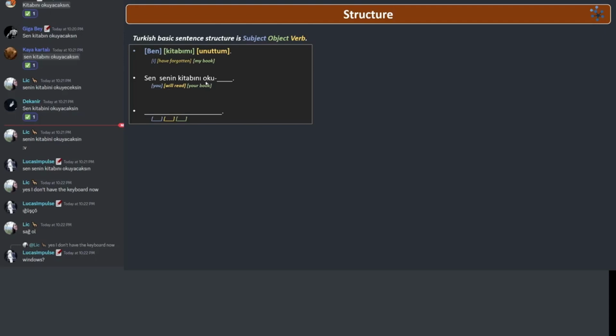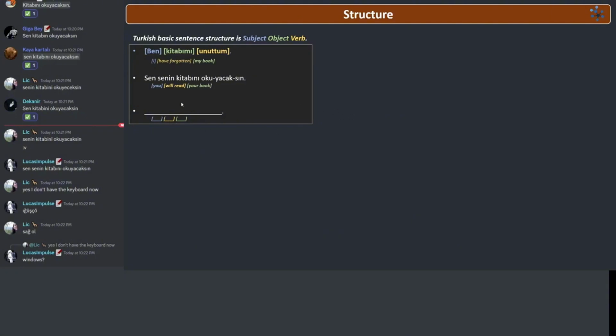So the tense, I will do this step by step again. The action of reading, will, acak, and who, sen, sın. Sen senin kitabını okuyacaksın. Of course, that could even be improved. We will talk about that in the omission part by dropping the pronouns, but for now, for full clarity, I will keep the pronouns in there.